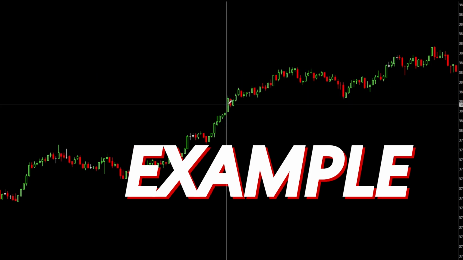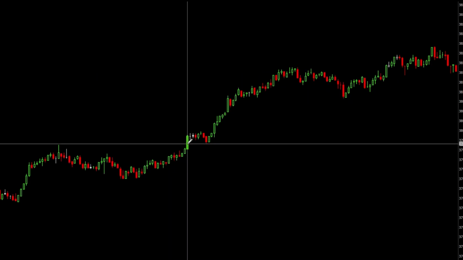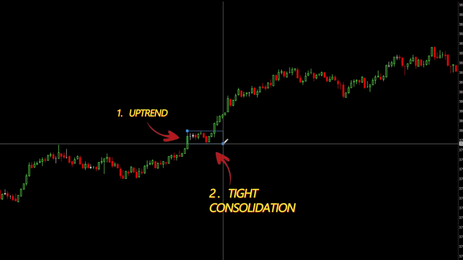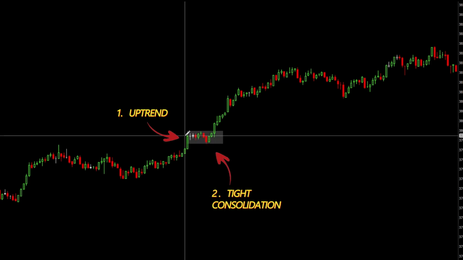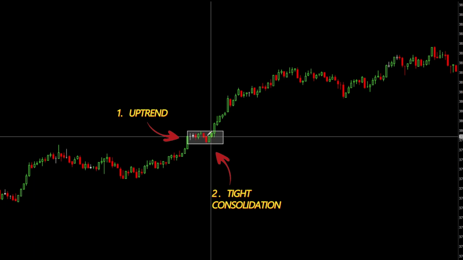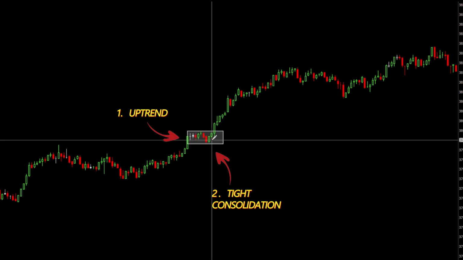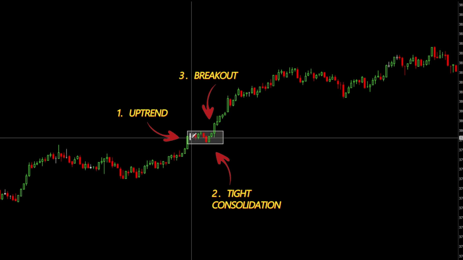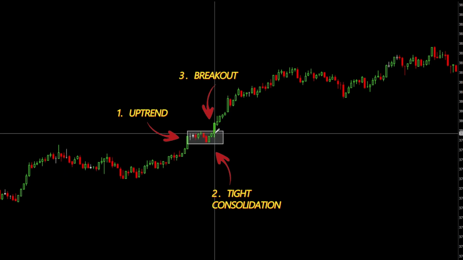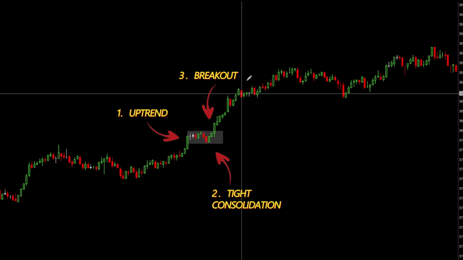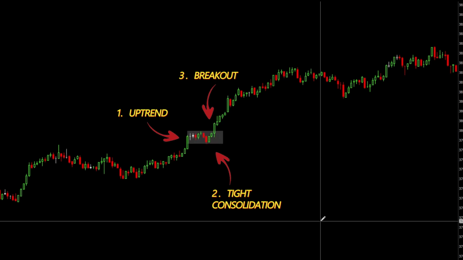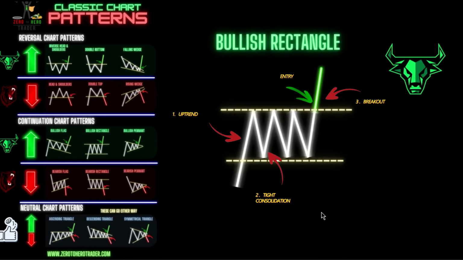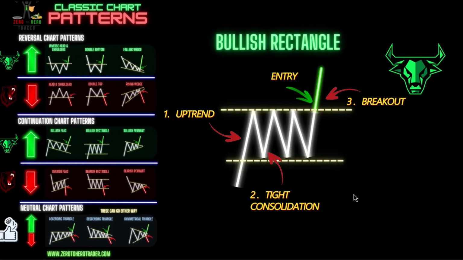All right, here we go. Here's another one. We got the move up, and then we form this nice little bullish rectangle pattern where it just kind of moves sideways, and then you eventually get the breakout to the upside. So you get the move up, tight consolidation, just sideways, and then the move up. All right, guys, so that was the deep dive on the bullish rectangle continuation chart pattern.